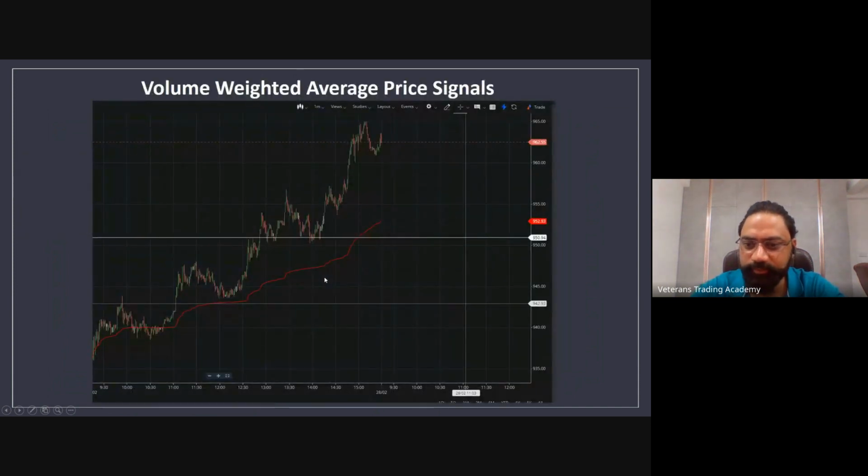So anything about VWAP now? More will be covered when we cover intraday charts, how to use VWAP exactly. But this is a basic concept about VWAP. I have covered it so that when we cover the intraday class, people are aware of what VWAP is.